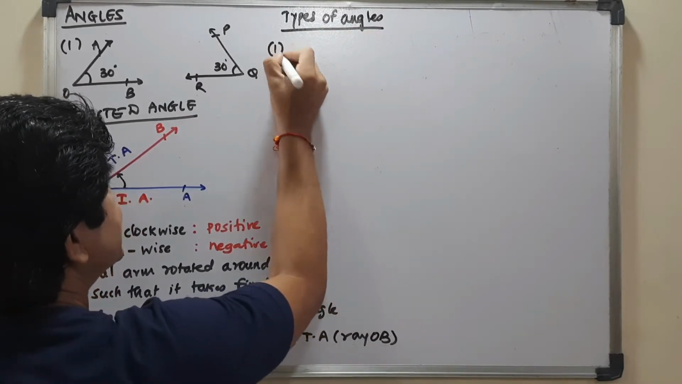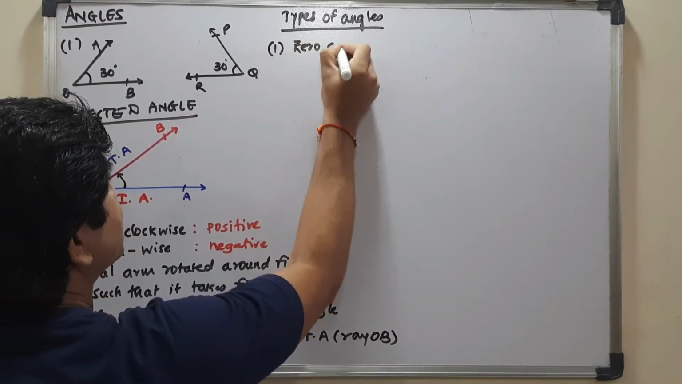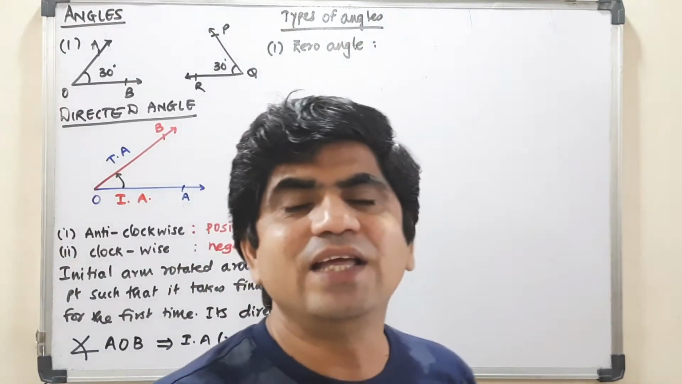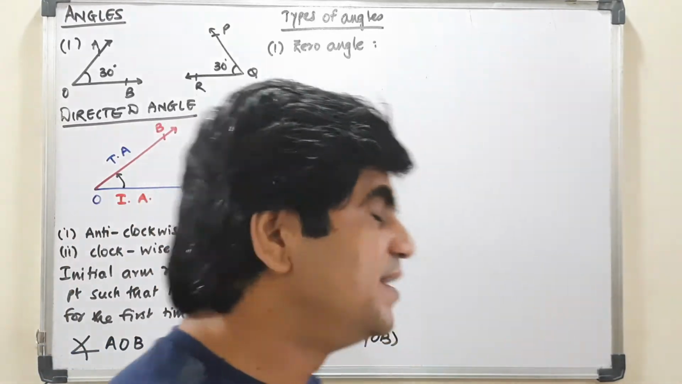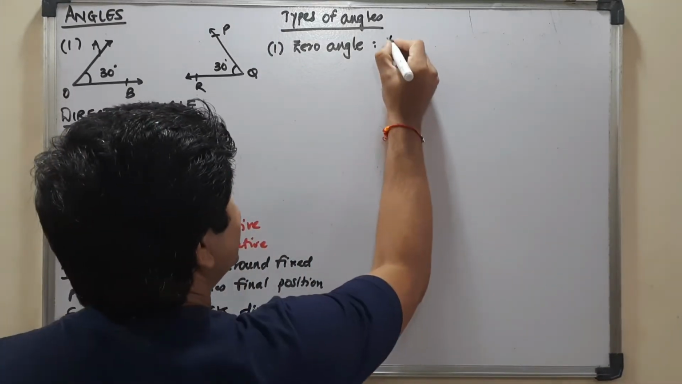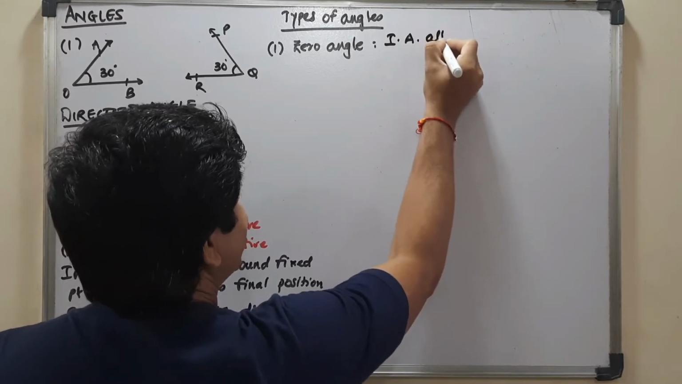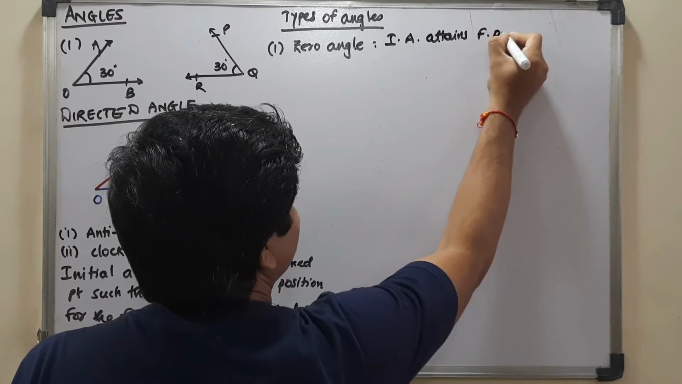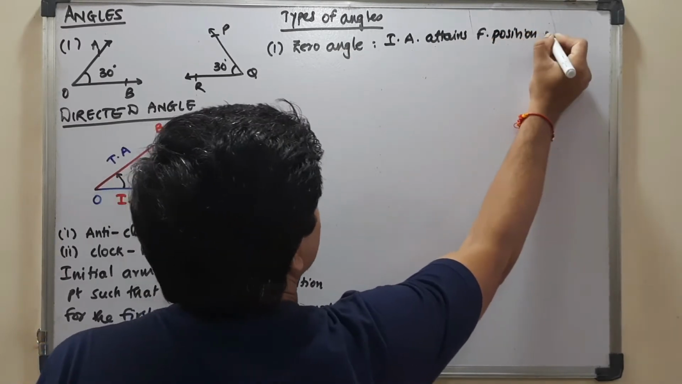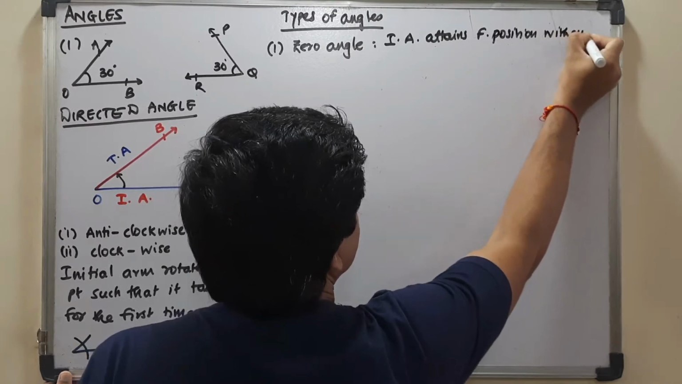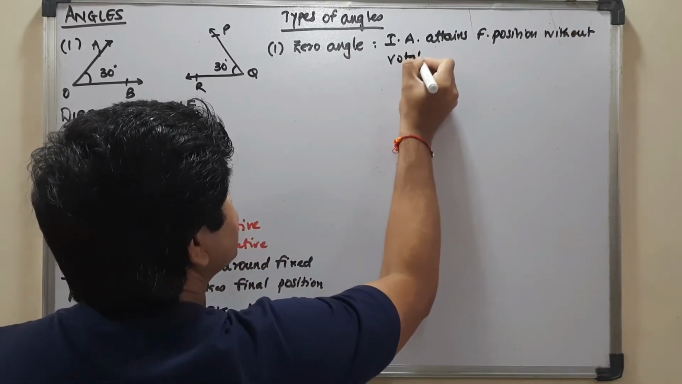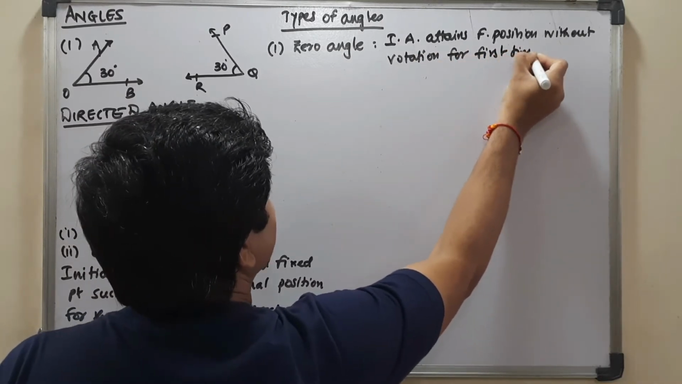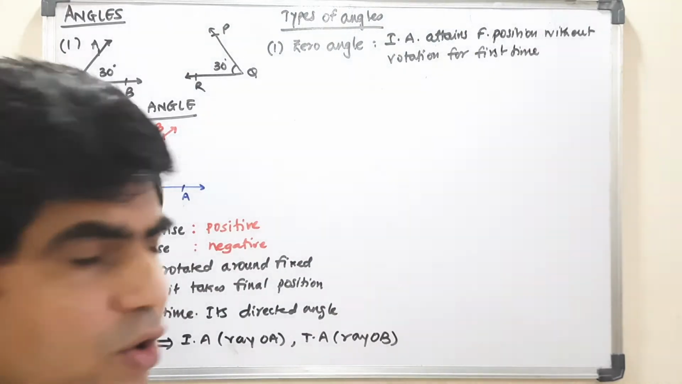First of all, I will discuss what a zero angle is. As the name suggests, the angle is zero. That means I will say that when the initial arm attains the final position without rotation for the first time, it is called a zero angle.